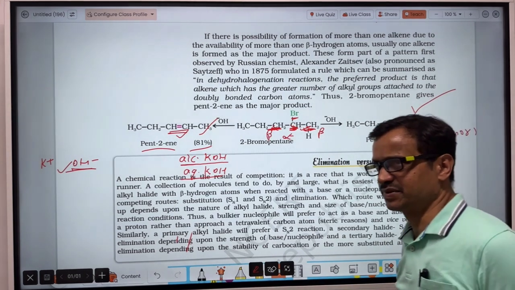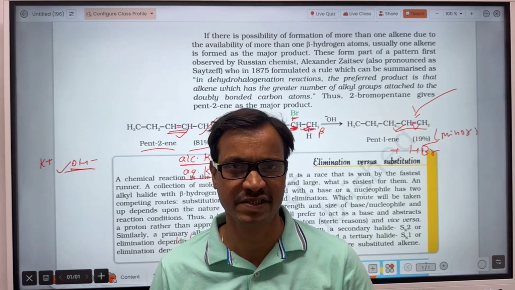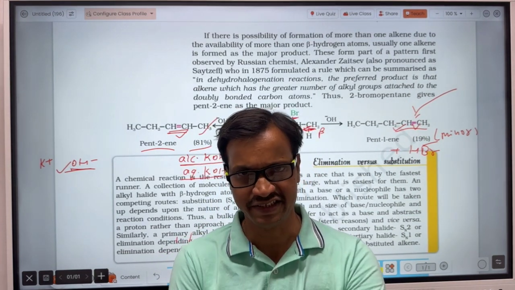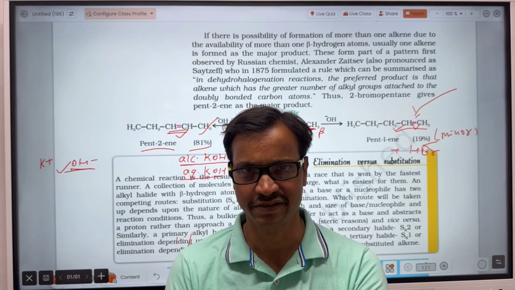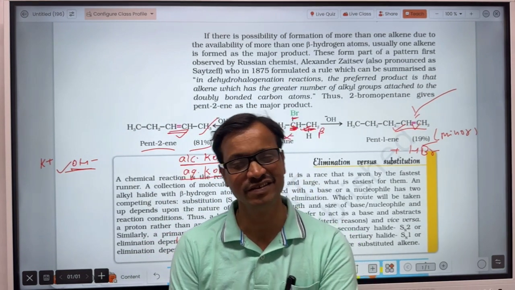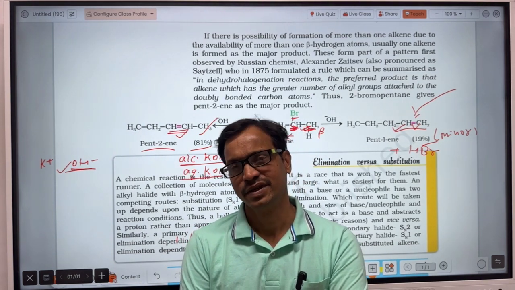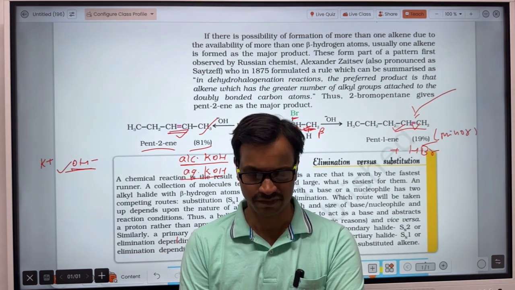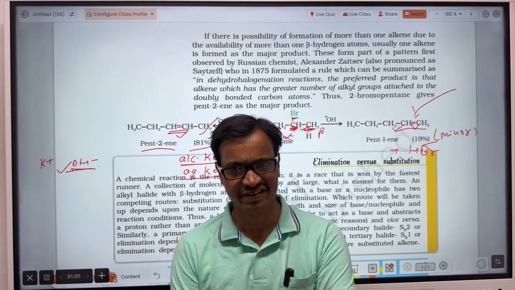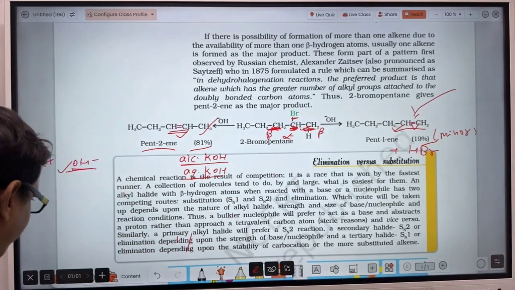And the Saytzeff rule, that is, which one will be the major product in case of alkene, we predict by the Saytzeff rule, which states that during elimination reaction of haloalkane, or not only haloalkane, other places also like alcohol and so on, the hydrogen will eliminate from that beta carbon atom which contains less number of hydrogen atoms.